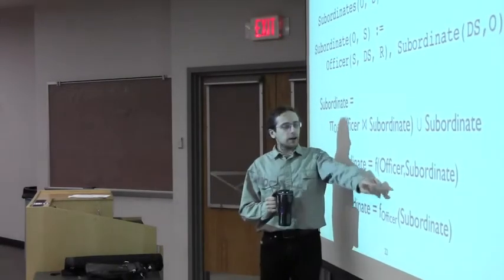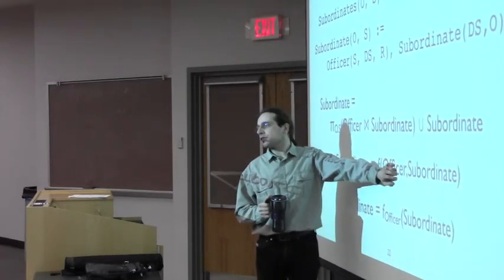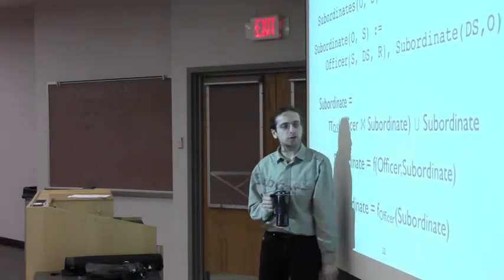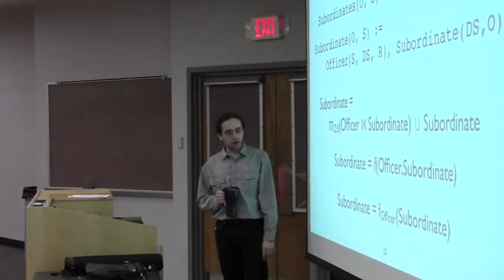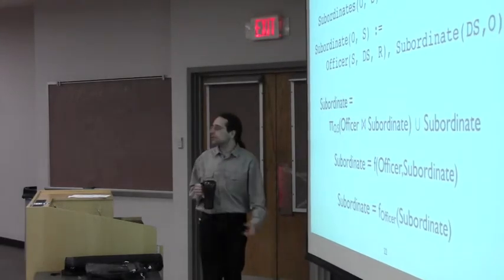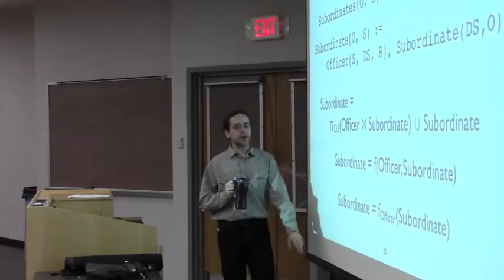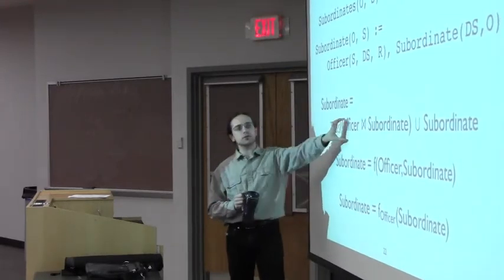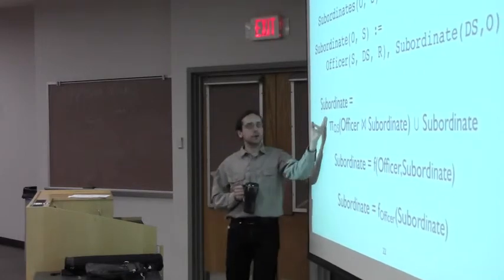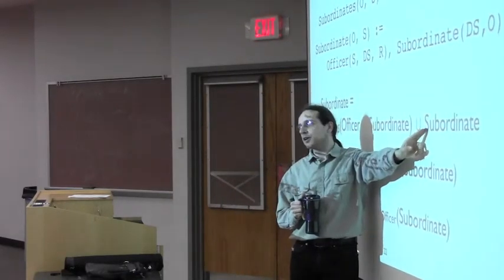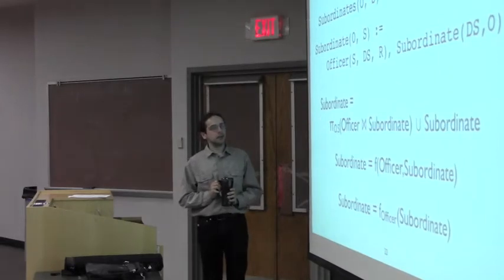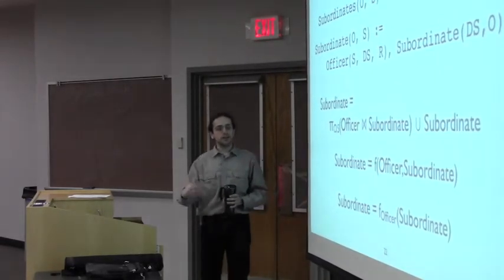Now, if I decide that the officer relation is fixed, so I'm never going to change officer, which in this case is true, the only thing that's being changed is subordinate, then I can rephrase this in terms of a single argument function and compute its fixed point. So every time I evaluate this function, every time I compute this relational algebra expression, I'm potentially adding new tuples to subordinate. I'm never actually removing tuples because I'm unioning it with the original value of subordinate, but I could be adding new tuples. And so I can once again talk about this idea of a fixed point.